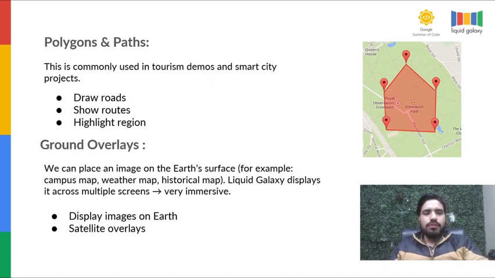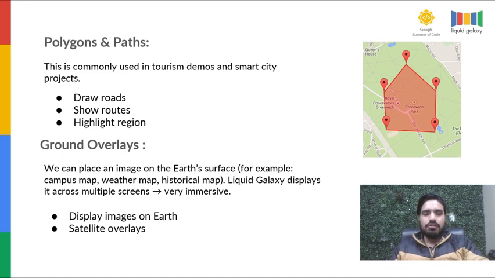The next tags are polygon and path. These are commonly used tags in tourism demos or smart city projects. Basically, with the help of a polygon, you draw a polygon like this in the image. Polygon means a shape which has many sides. As you see, this is a clear example of a polygon. With the help of a polygon, we draw roads, show routes, and highlight regions. Even in Google Earth, polygons are used to draw routes, or to highlight a region.